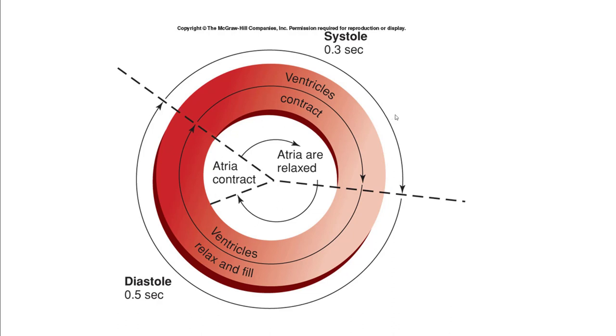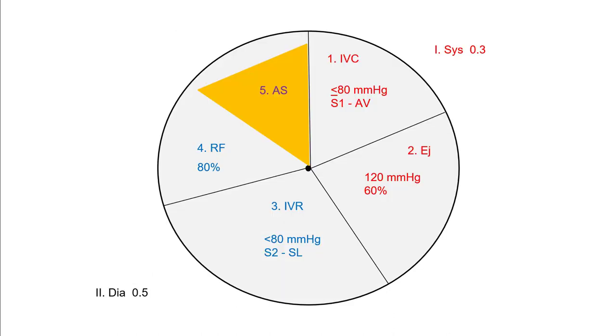Now, again, this is a simplified version, and you know that I personally love graphics that have a lot of information to help us remember more material. This is my version, and we're going to go through each of these 5 stages of systole and diastole. We've broken them down further, and we're going to see what these letters and numbers mean, and we'll review this at the end. So we're going to start at the top.